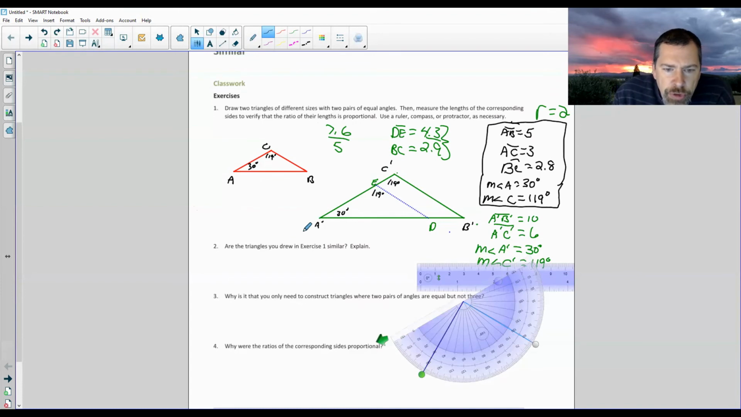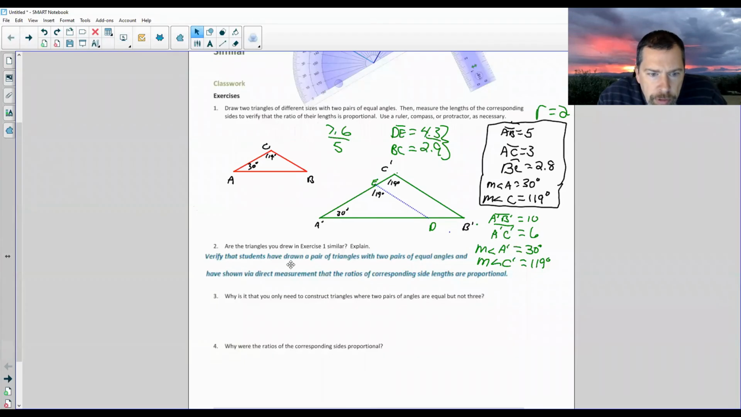Are the triangles you drew in exercise 1 similar? So there I would say, yes, they are similar. They have the congruent angle measures and proportional sides. Okay, so you should verify that you have drawn a pair of triangles with 2 pairs of equal angles and have shown via direct measurement that the ratios of corresponding side lengths are, in fact, proportional.